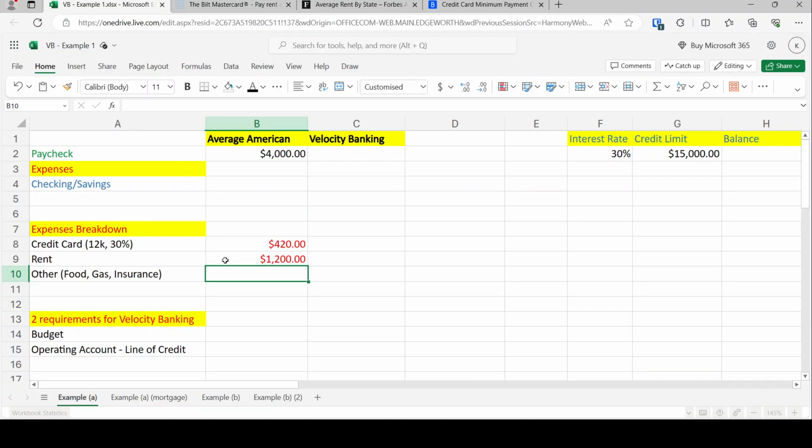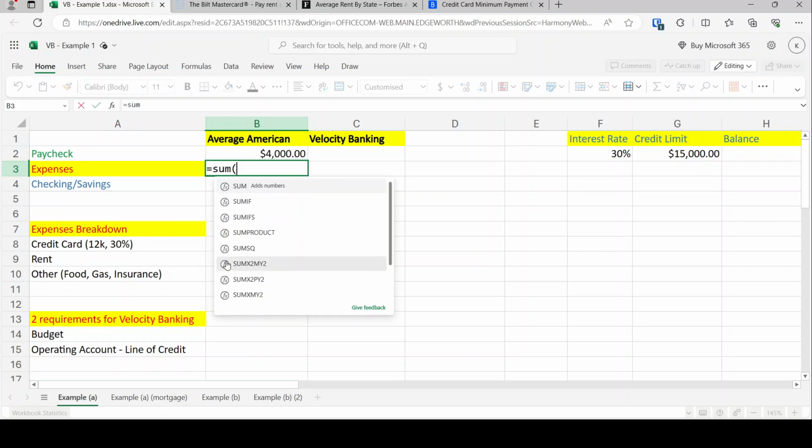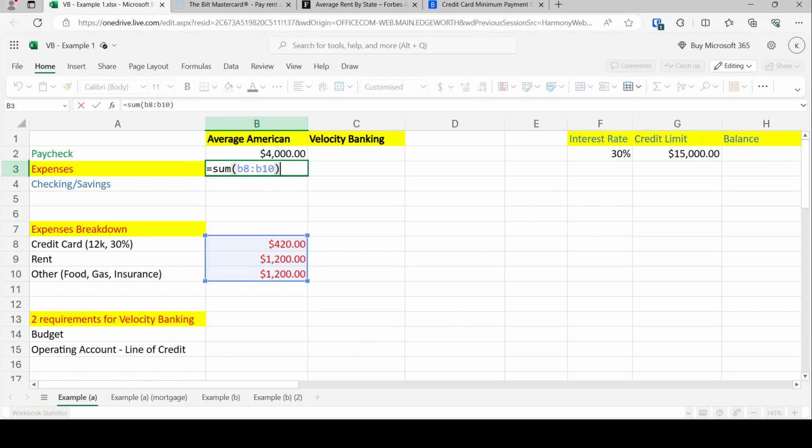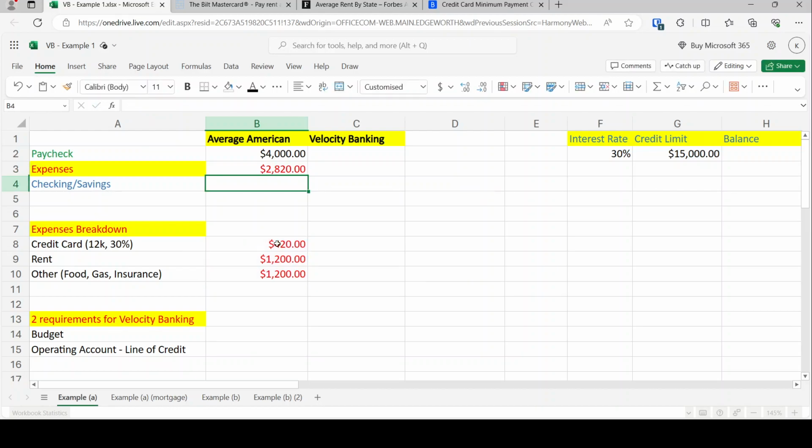All right. So now food, gas, insurance. I'll say 1,200, right? In fact, I don't know if this is low or this is high, but I remember meeting someone who was like six-figure paycheck to paycheck, and his general expenses without debt was about 2,500 a month. So take that for what you will, right? But we'll say 1,200. Okay, so now what we got to do is sum up our expenses. So we just do equal sum B8 colon B10 because we're saying let's sum up everything from this part right here. Okay, so now that's 2,820, right?